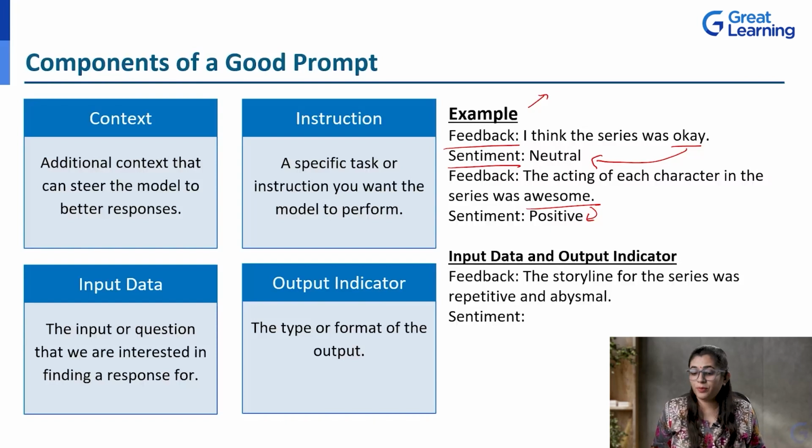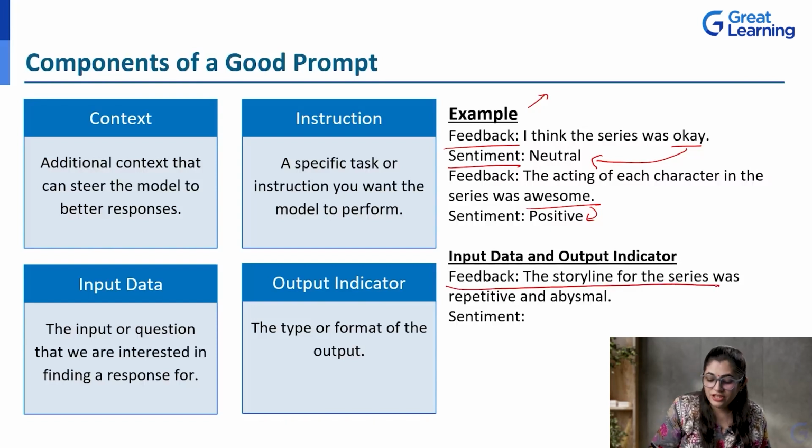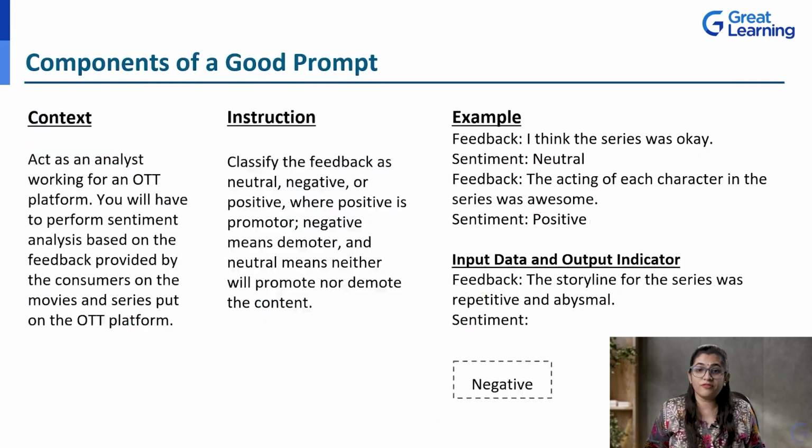Now, your input data is: the storyline for the series was repetitive and abysmal. And your output indicator here is sentiment. What is the sentiment for this? You're asking ChatGPT what will be the sentiment of this entire prompt.